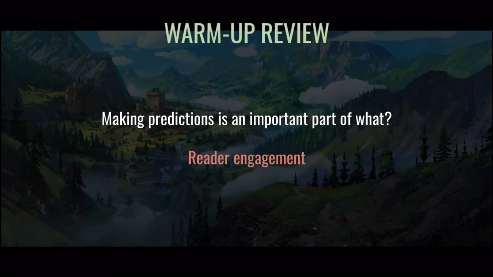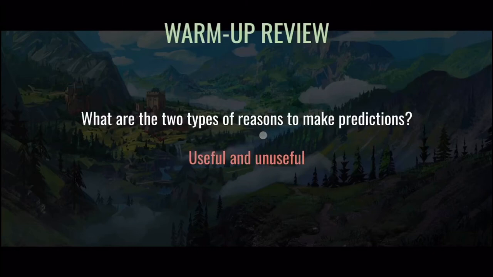All right, warm-up review. Making predictions is an important part of reader engagement. Like we said yesterday, when you make predictions about the book, it keeps you interested and it makes you more engaged with what's going on. There are two types of reasons to make predictions: useful reasons and unuseful reasons. Remember, useful reasons are ones that keep us interested in the book. The unuseful ones are the ones that help us convince ourselves we're smarter than our friends because we guessed the ending of the book before they did.